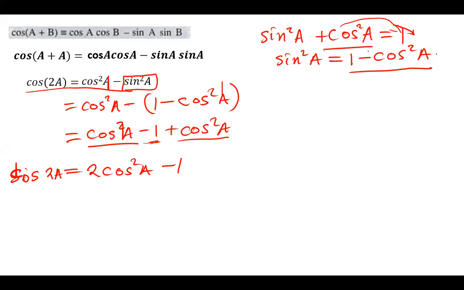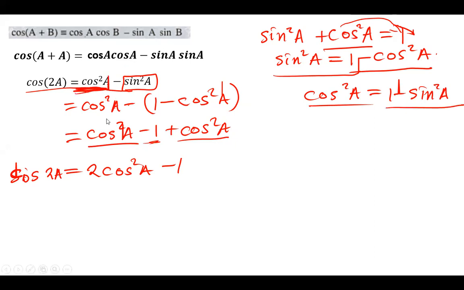If we make cos squared A the subject of the formula, we're going to have cos squared A being equal to 1 minus sine squared A. And this means that we're going to replace what is cos squared A, which is this part in this expression. I'm going to put 1 minus sine squared A.